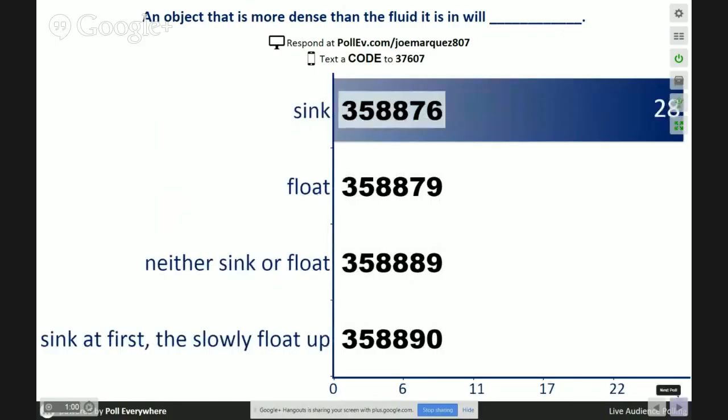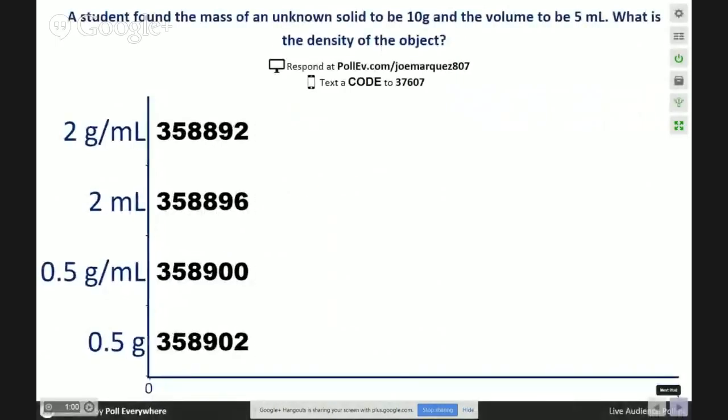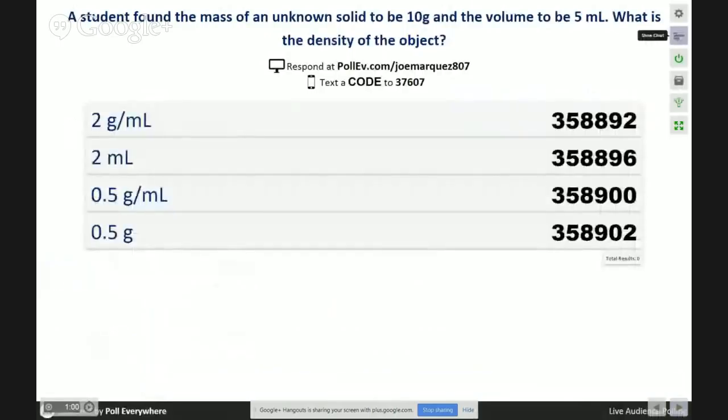All right, next. This is the last one, and it's a math problem. A student, it could be you, finds an object, puts it on a scale, and you see that it's 10 grams as its mass. You place it in water and see that it displaces 5 milliliters of water. So that's your volume. So if its mass is 10 grams and its volume is 5 milliliters, what is its density?